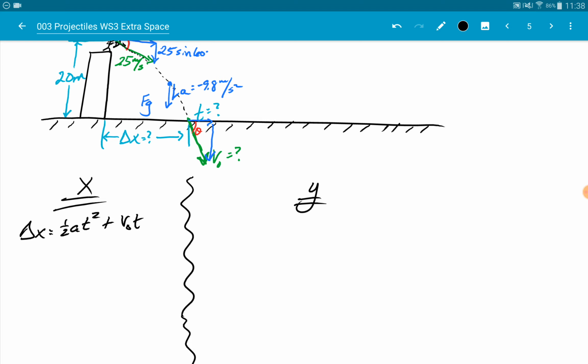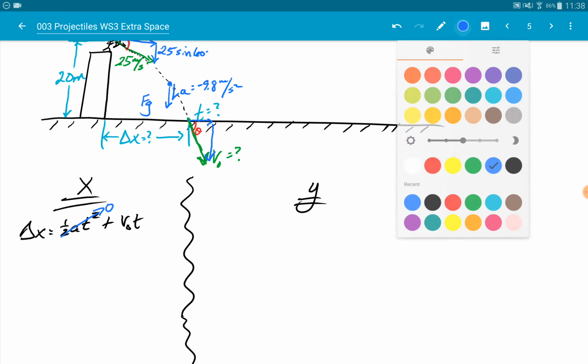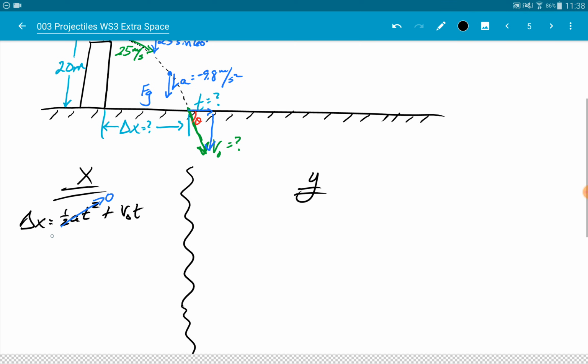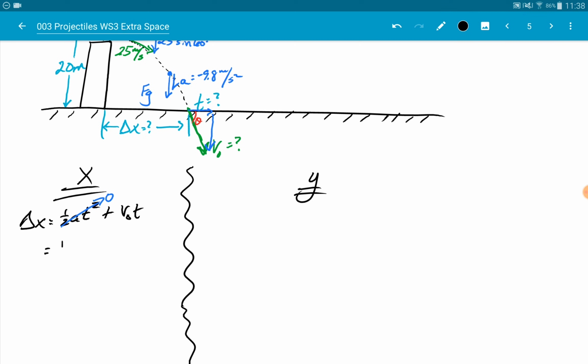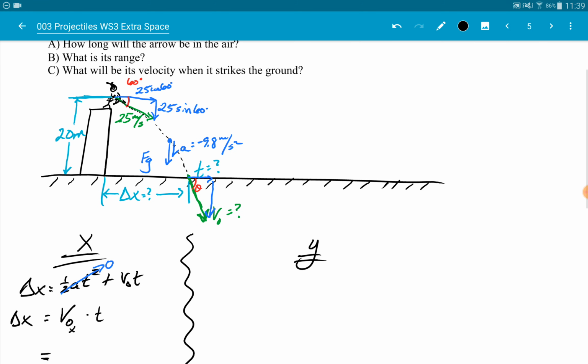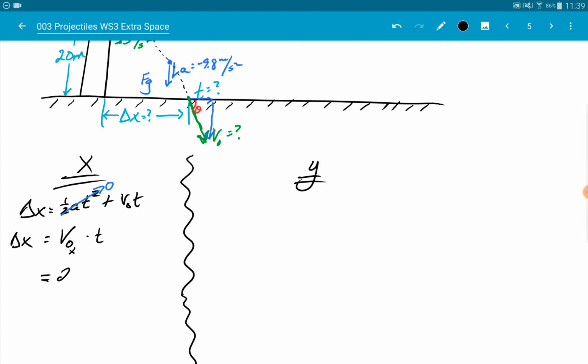In this case, I don't know that, but I do know that the acceleration in the x dimension is 0, which gives rise to 0 times anything else is 0, so that whole first term goes away. V naught, again, that's V naught specifically in the x dimension, as we're only doing things in the x dimension under this column, multiplied by however long it's in the air. Now, we don't know how long it's in the air, but we do know how fast it was going in the x dimension. We said that that was 25 cosine of 60 degrees, so I can go ahead and fill it in.